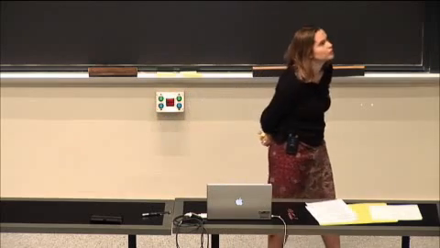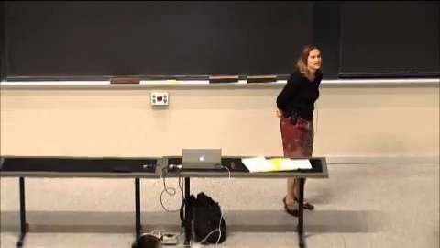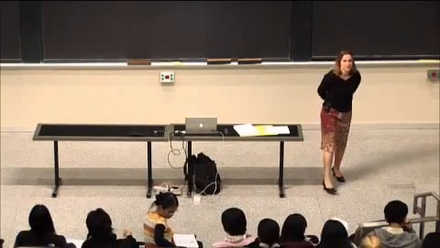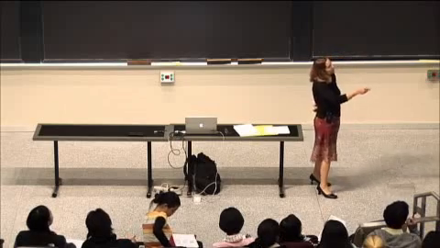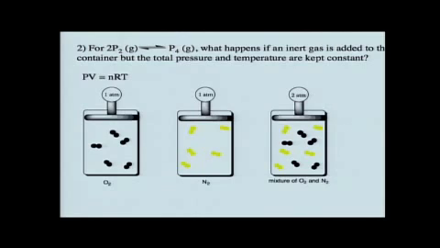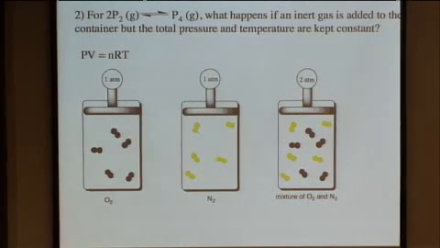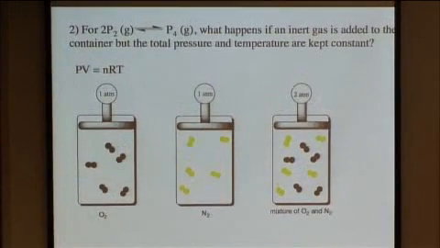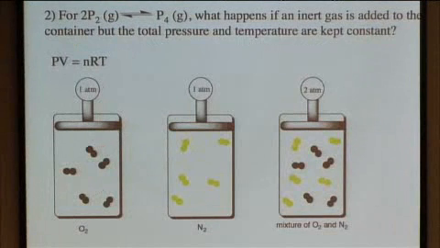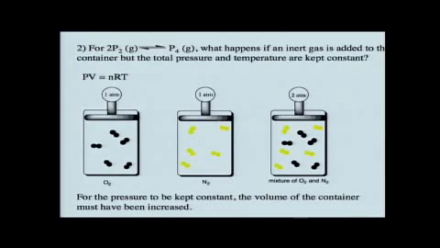If the total pressure didn't change when you added an inert gas, the volume must have changed. Let's look at this. Say oxygen is our gas of interest and N2 is an inert gas. If we add an inert gas to our system, the total pressure should go up. If it doesn't, then something else must have changed, and what must have changed is the volume. Otherwise, the total pressure would not have stayed the same. So the volume of the container must have increased if the pressure is the same.